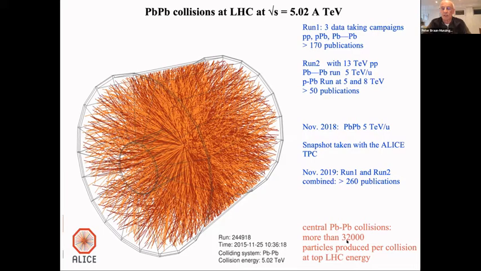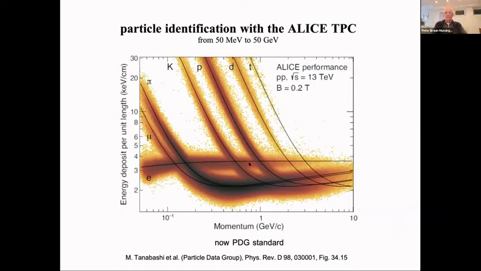So to talk about macroscopic properties like temperature and the density and so on really makes sense at the LHC, and we can actually handle it experimentally, as this picture here shows. And we can not only handle it experimentally by tracking, but we can also identify all particles. And this is a proton-proton collision, 13 TeV proton-proton. And it's now the PDG standard for particle identification with the ALICE TPC, but I show it here because in addition to electrons, muons, pions, kaons, and protons, you see copious production of deuterium and triton.